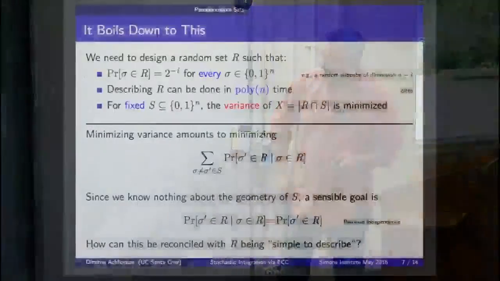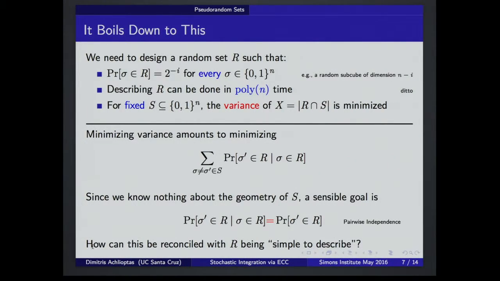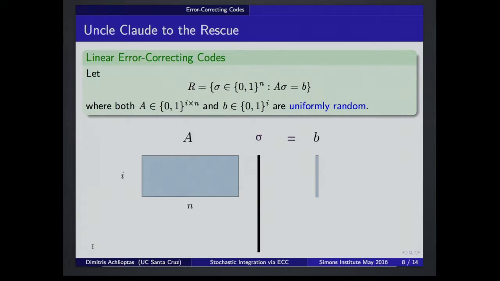In any case, as many of you have probably already figured out, this is something that we already know how to do using so-called linear error correcting codes. So the idea is that we're going to take our random set R to be the set of solutions to a system of linear equations modulo 2. So it's going to be the elements of the cube that solve A times sigma equals B, where both A and B are uniformly random 0-1. So every element of A is 0 or 1, each with probability 1/2 and independently. And every element of B is 0 or 1 with probability 1/2 independently.